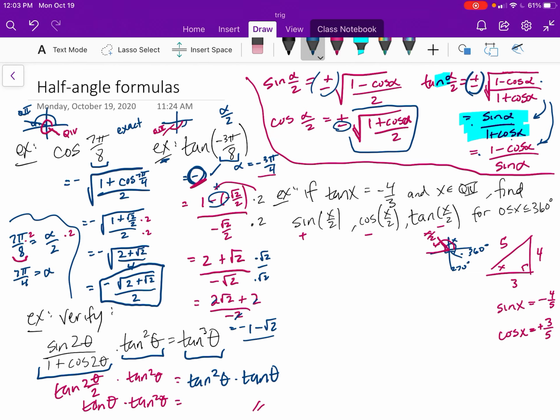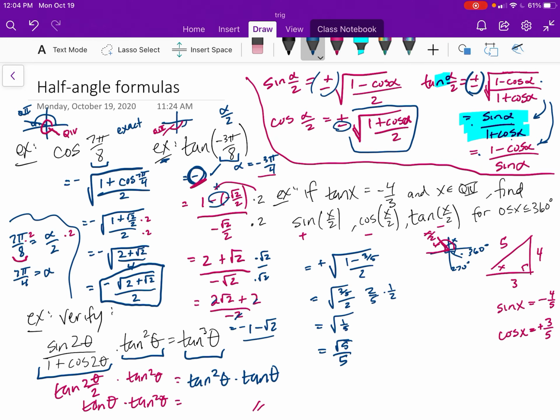Okay, sine x over 2, sine alpha over 2. So I know it's positive, and we do 1 minus cosine, 3/5, all divided by 2. So that's square root of 2/5 over 2, or 1/2, right? So we get square root of 1 over 5. Multiplied by the reciprocal, right? 2 over 5 times 1 over 2. And honestly, I'm good with that answer, but if we rationalize it, we'd get root 5 over 5.